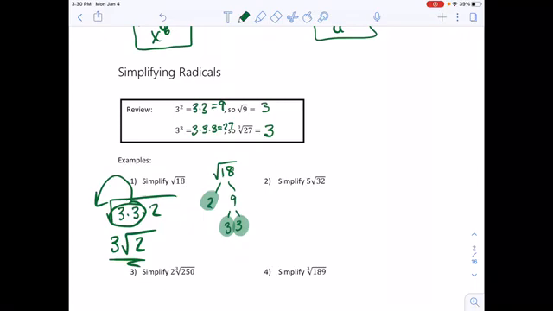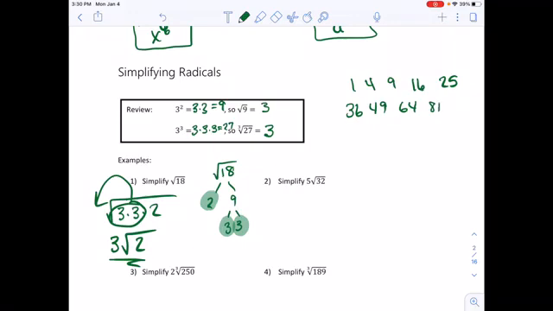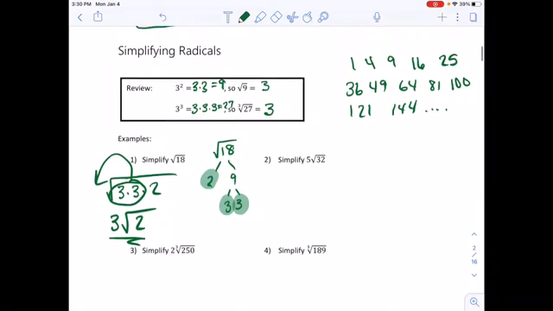I almost prefer the factor tree better unless you already have all of the perfect squares, 1, 4, 9, 16, 25, 36, 49, 64, 81, 100, 121, 144, and so on, memorized, okay? And then you'd also have to have the cube roots memorized for 3 and beyond.